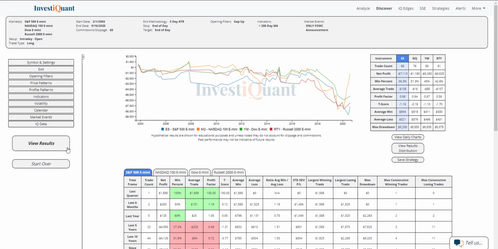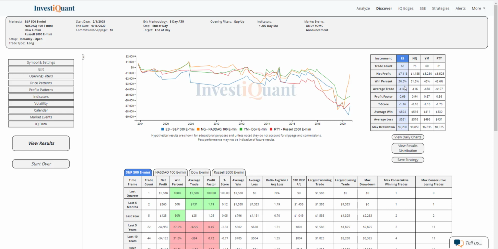And here we go. So these are the results of going long at the open of regular trading hours, 9:30 a.m. Eastern Time, exiting at the close, 4:15 p.m. Eastern Time, when opening higher on the FOMC announcement day, went above 200-day moving average. Historically, the S&P has 66 samples dating back to 2003, the NASDAQ 76, the YM 62, the Russell 61.